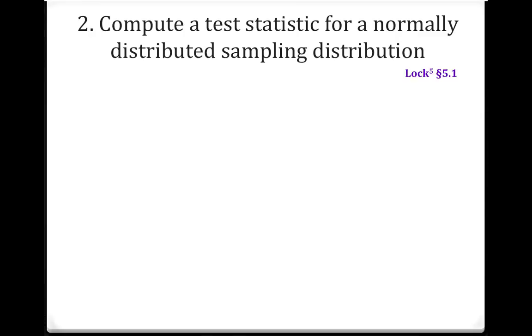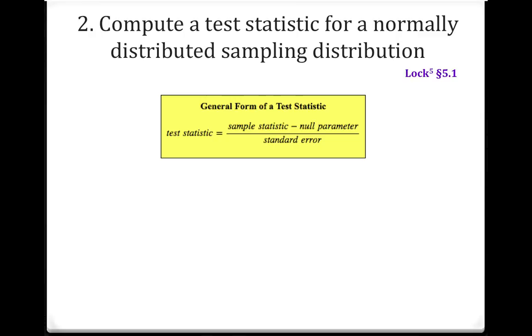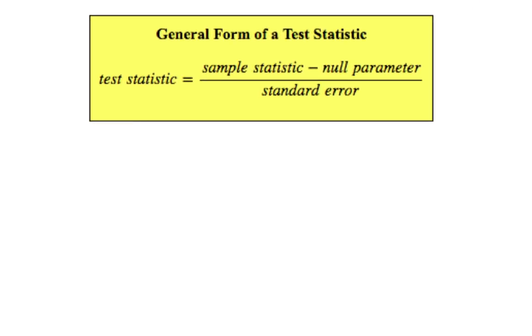Our second learning objective is to compute a test statistic for a normally distributed sampling distribution. This is covered in the Lock 5 textbook in section 5.1. Here's the general form of a test statistic. A test statistic is going to be equal to the sample statistic minus the null parameter divided by the standard error. This formula essentially puts our observed sample statistic on a standardized scale.